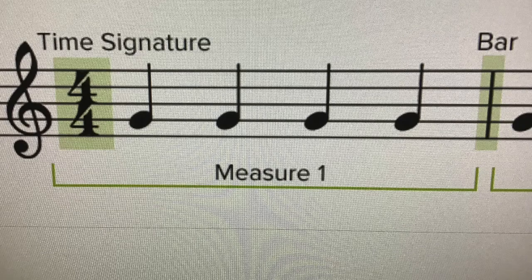So in the picture you see on the screen, you'll see the treble clef sign over to the left, and there's these two numbers there, a 4 over a 4, and that is called a time signature. And that's going to be the first thing we learn about.